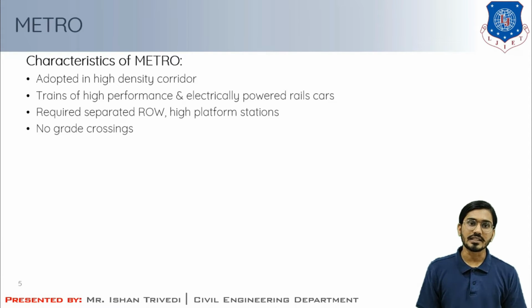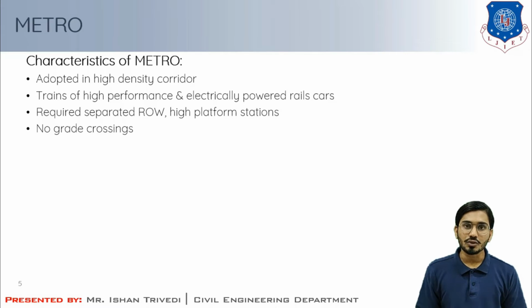Now, understand the characteristics of metro. Metros are usually adopted in high density corridors of densely urbanized areas. They use trains of high performance and electrically powered rail cars. Metros require a fully separated right of way with manual signal or automatic control. They require high platform stations at elevation, or sometimes at grade or at subgrade.